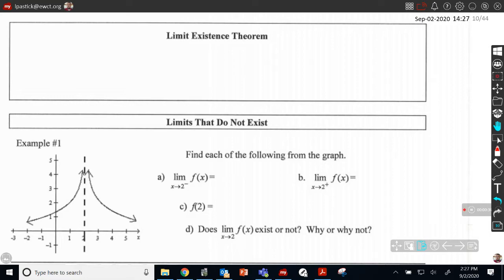So, at this point we've talked about limits from the left, we've talked about limits from the right, we've talked about limits at infinity. We've talked about different types of graphs, we've talked about holes, we've talked about asymptotes. All these things are building to this limit existence theorem. So hopefully this will make sense. The theorem itself says the following.